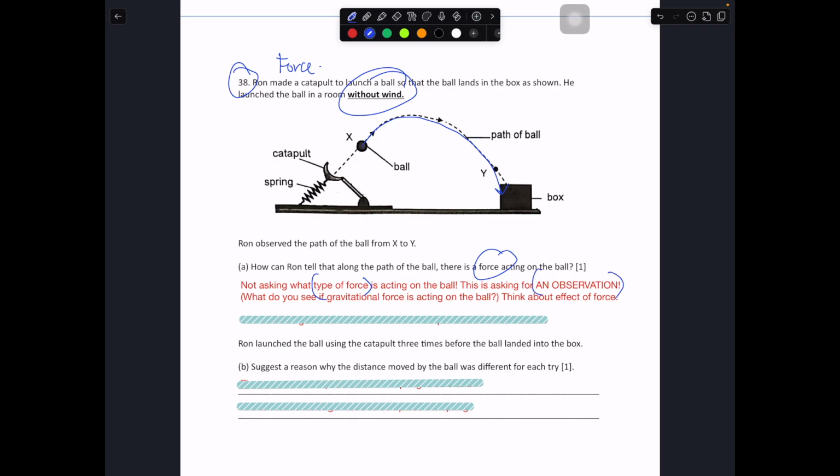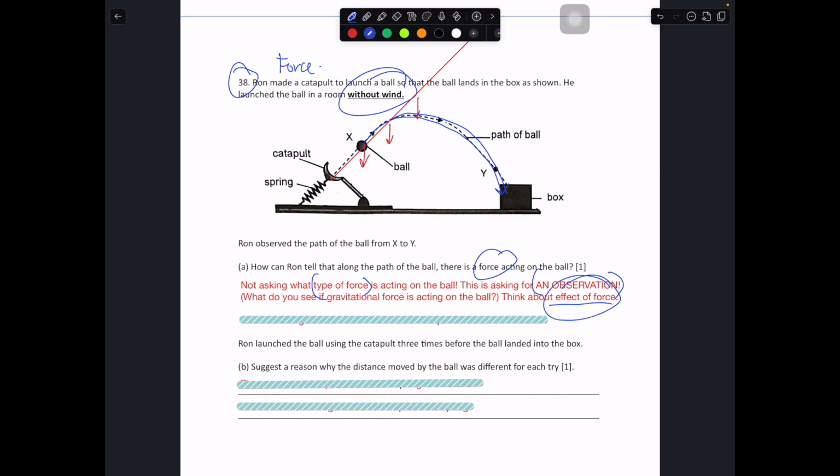So in this case you can think about the effect of forces. If there is no gravity acting on the ball, it will probably go in this direction. It will not change direction, right? It will always go in this direction. So think about the effect of forces. What does the gravitational force do? The gravitational force pulls the ball down, such that at some point it will change direction and fall into the box over here.